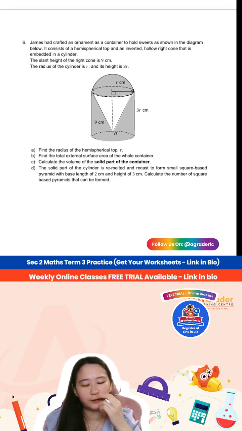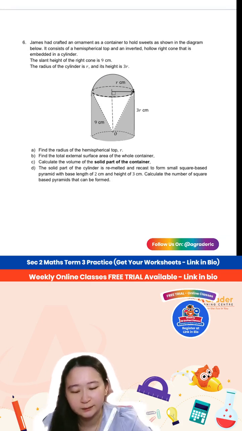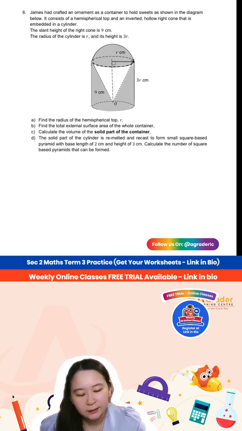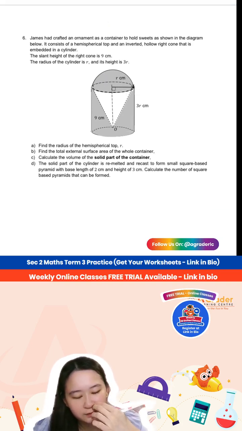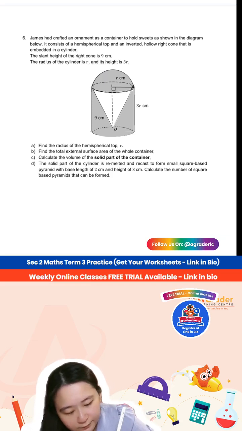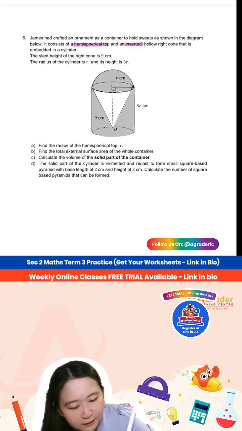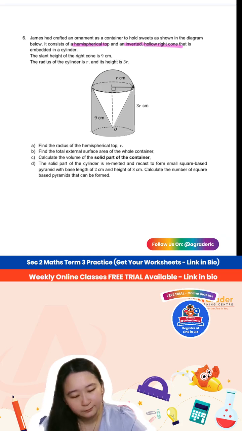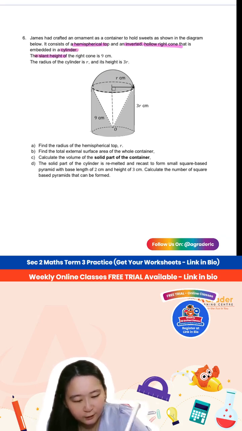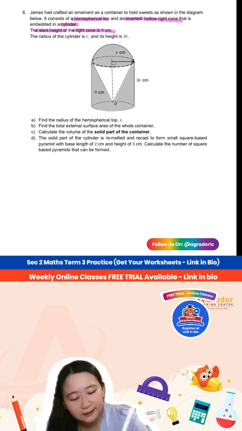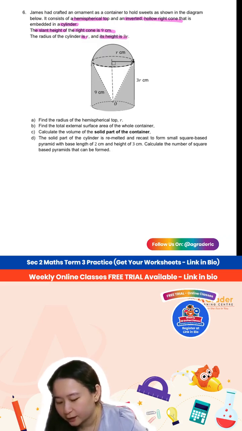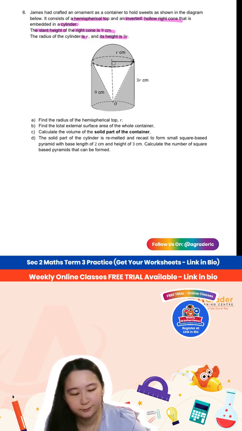So James had crafted an ornament as a container to hold sweets as shown in the diagram below. It consists of a hemispherical top and an inverted hollow right cone that is embedded in a cylinder. The slant height of the right cone is 9 cm. The radius of the cylinder is r and the height is 3r. Find the radius of the hemispherical top r.